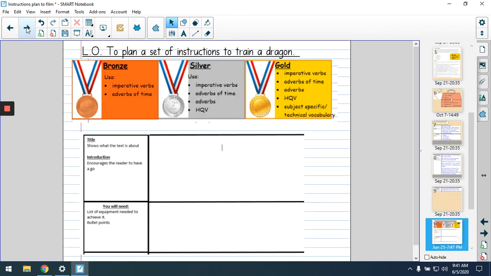So now it's your turn to have a go at planning your instructions. Bronze, ensure you're using imperative verbs and adverbs of time. Silver, imperative verbs, adverbs of time, adverbs, high quality vocabulary, words like obedient. Gold, imperative verbs, adverbs of time, adverbs, high quality vocabulary, and any subject specific or technical vocabulary linked to training. For example, words like discipline.